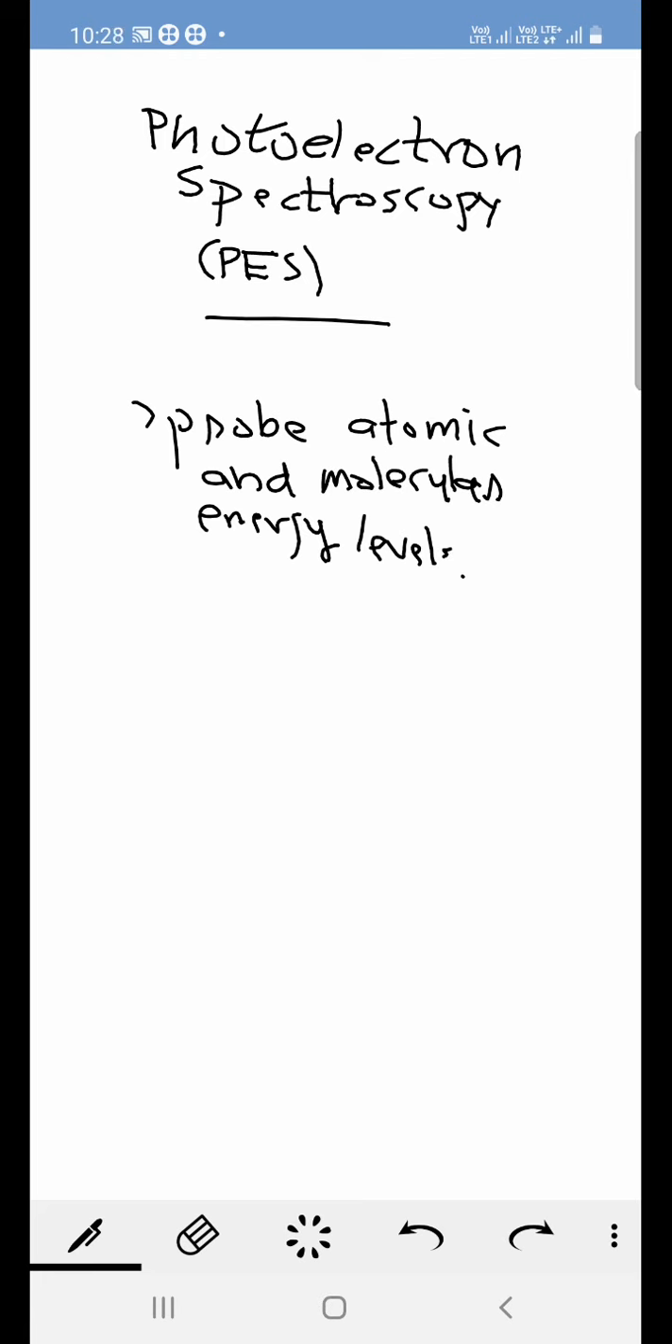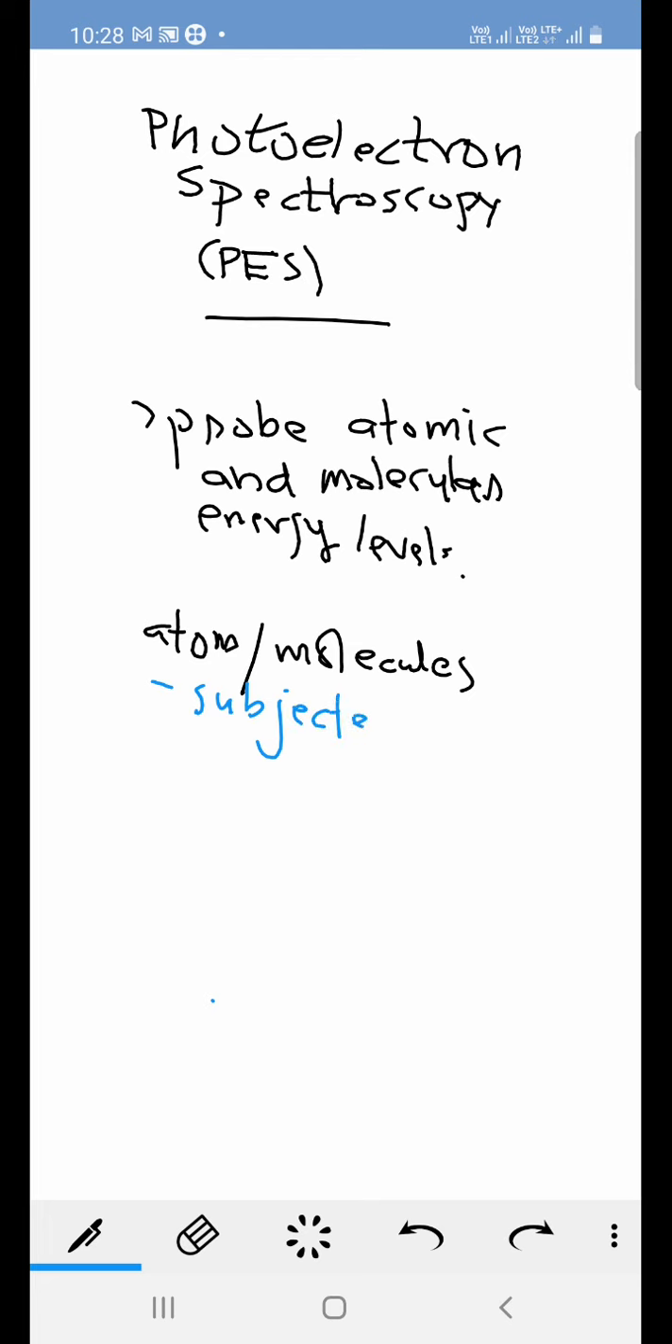And what happens is that the atom or the molecule are subjected to high energy radiation, and after that what happens, the electrons are ejected.